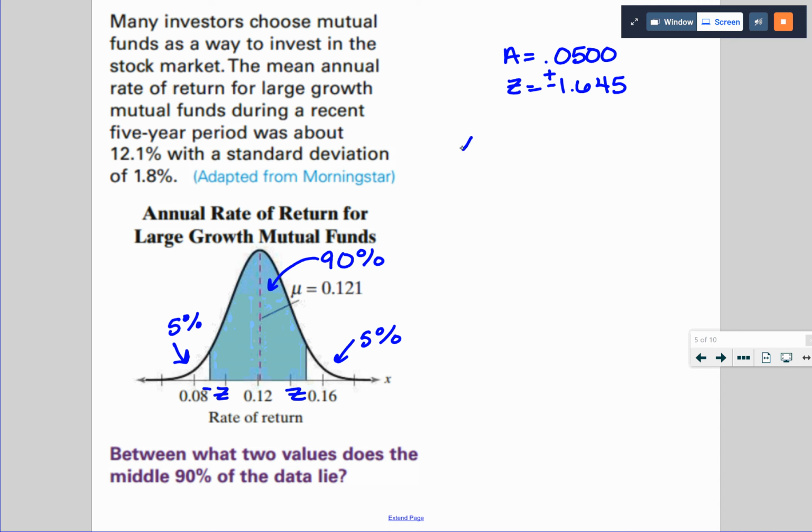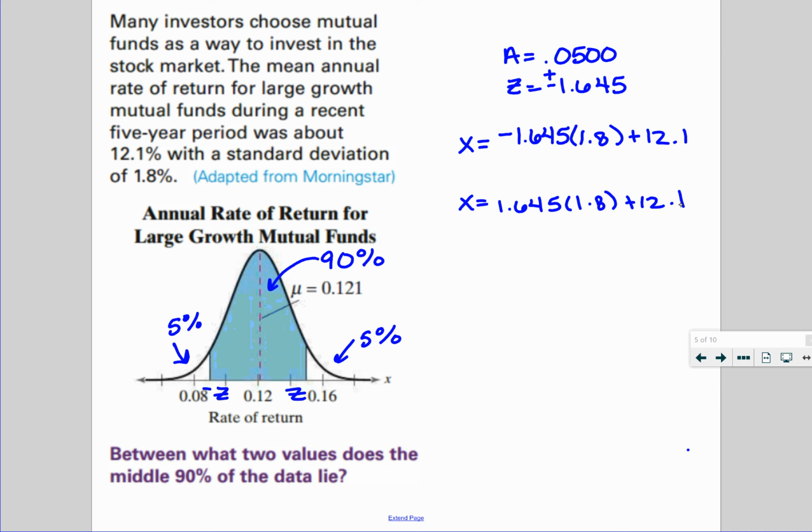All right, so now I'm going to convert both of them to x's. So I'm going to take my z, I'll start with the negative one, negative 1.645, and then we're just going to use the standard deviation and the mean that's given to us. Standard deviation is 1.8, mean is 12.1, and then you're going to do the same thing for the positive z value. Okay, so negative 1.645 times 1.8 plus 12.1. For the top, I'm going to get 9.139, and these are rates of return, so I'm going to put percent there.